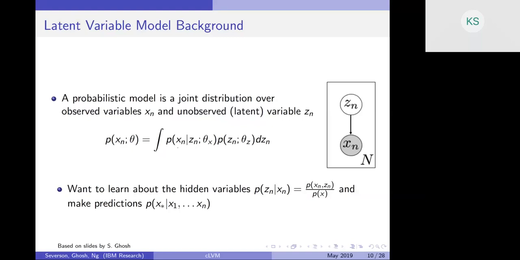If you're familiar with this kind of plate notation, this model is shown here on the right-hand side. Shaded nodes indicate variables that are observed, whereas unshaded ones are unobserved. The plate with an N means that's the number of samples. And the directed edge means that Z_n is a parent of X_n.